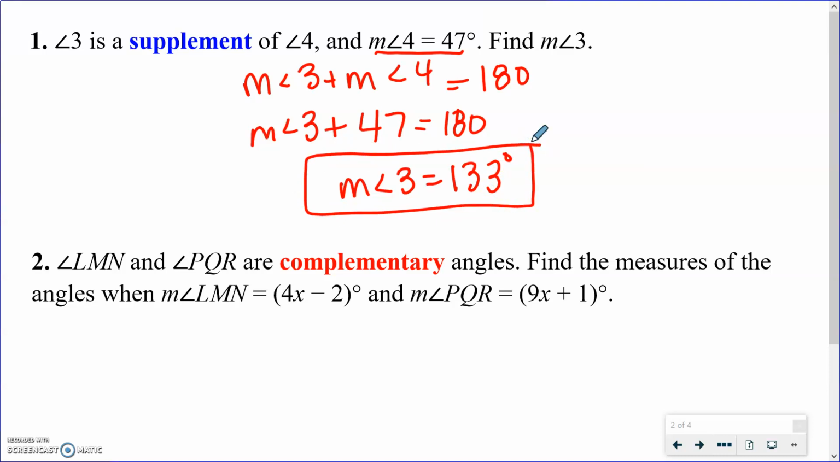We can also use complementary and that vocab to help us solve problems as well. So we have LMN and PQR, and they are complementary angles, so they're going to add up to 90 degrees. And so we need to find the angle measures when the measure of LMN is 4x minus 2 degrees and the measure of angle PQR is 9x plus 1. So I'm going to start the same way I started the previous one, and just write this statement here.